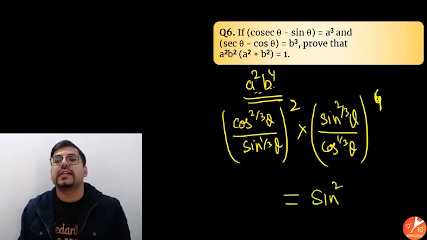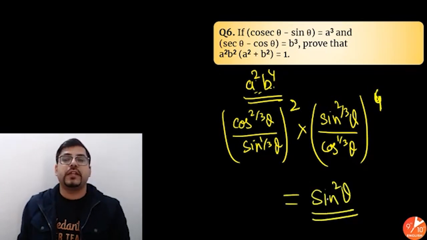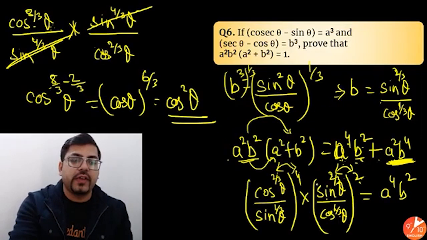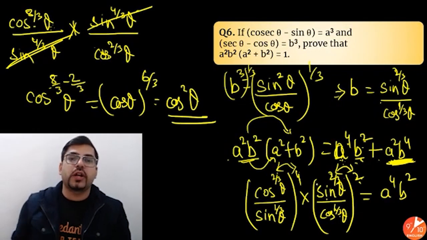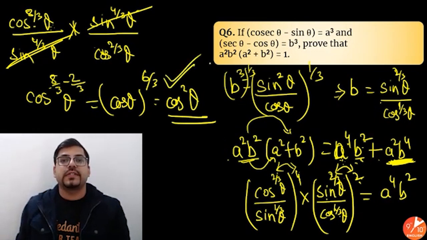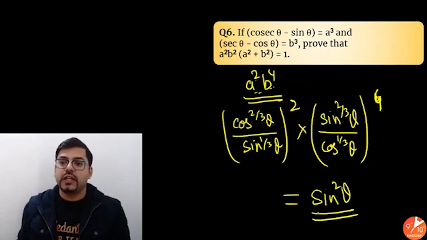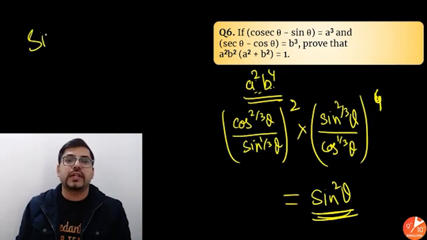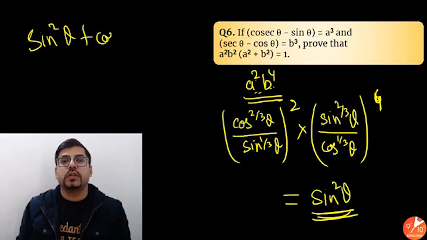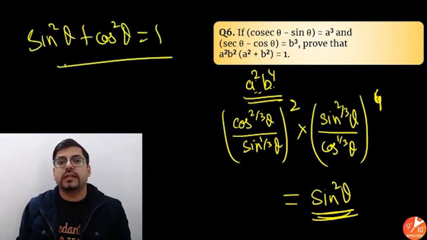Finally, you will get here sine square theta, just the way you got cos square theta for the first term, a4b square. For the second term, you will get sine square theta. If you add both of them, you know sine square theta plus cos square theta equals what? That is equal to 1. And that is what you're going to get.